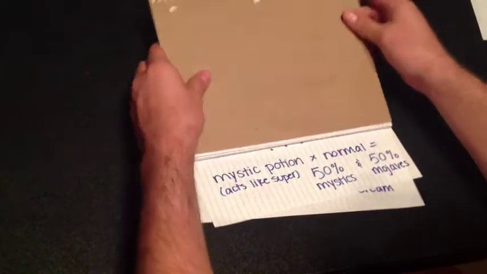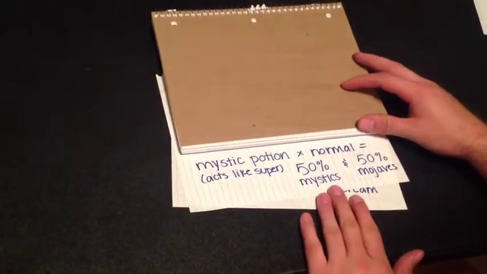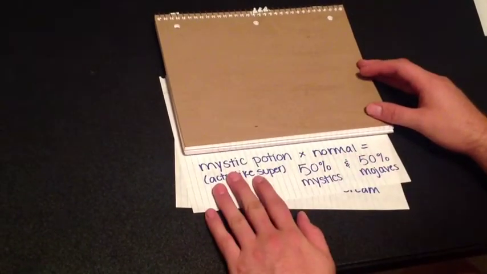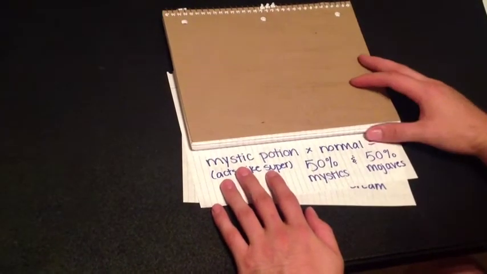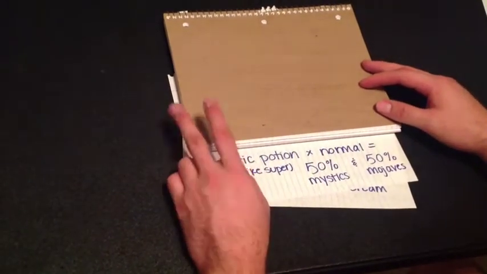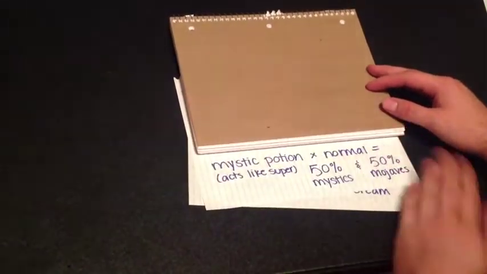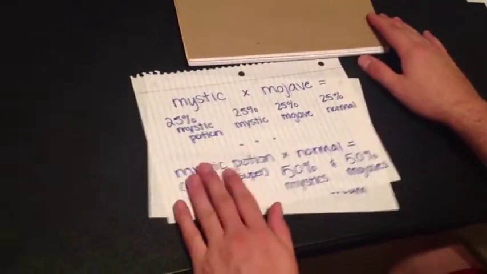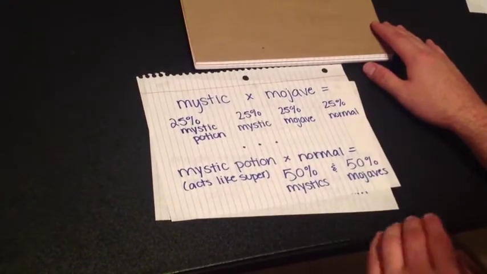Alright, if I breed a Mystic Potion to a normal, the only thing I will get is 50% Mystics, 50% Mojaves. You cannot recreate an acts like super when bred to a normal. So if I breed a Fire and Vanilla together, I'll get a vanilla cream. If I breed that to a normal, I'll only get Fires and Vanillas. So it acts like a super, meaning that it will not create normals, but you can't recreate it by just breeding it to a normal.